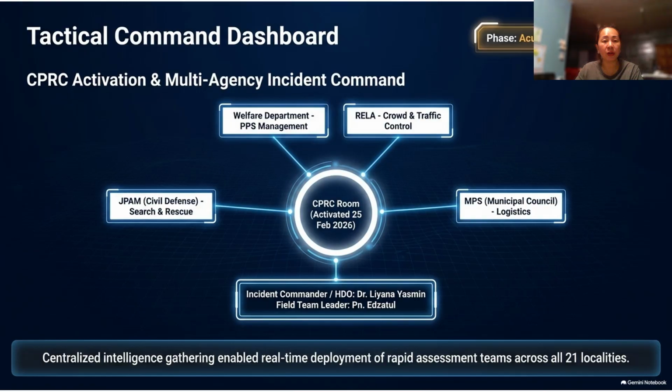Okay, during the acute response, the CPRC room was activated on 25th of February 2026 to coordinate the emergency response. Several agencies worked together. JPAM was involved in search and rescue. The welfare department managed the evacuation center, RELA assisted with crowd and traffic control, and the municipal council supported logistics. Centralized coordination helped the response team deploy rapidly across the affected localities.